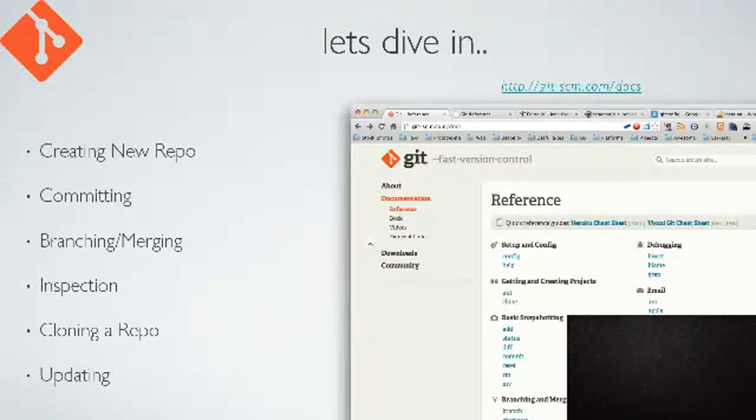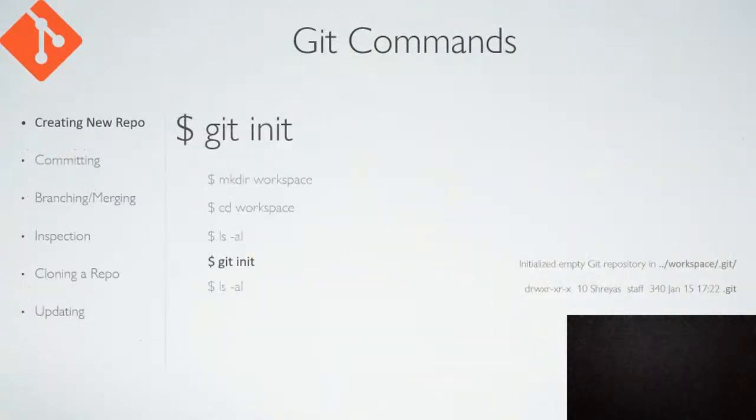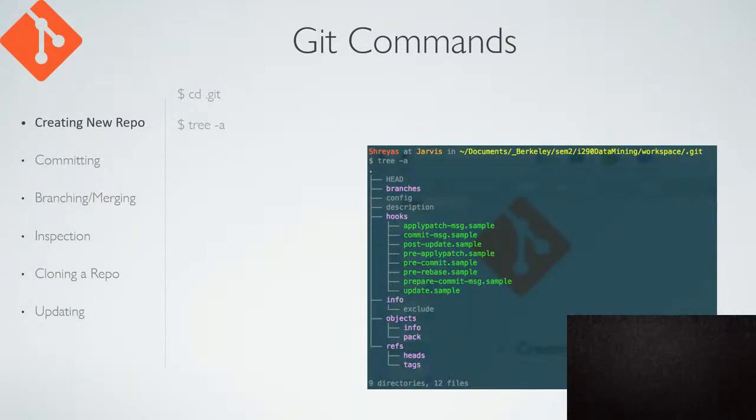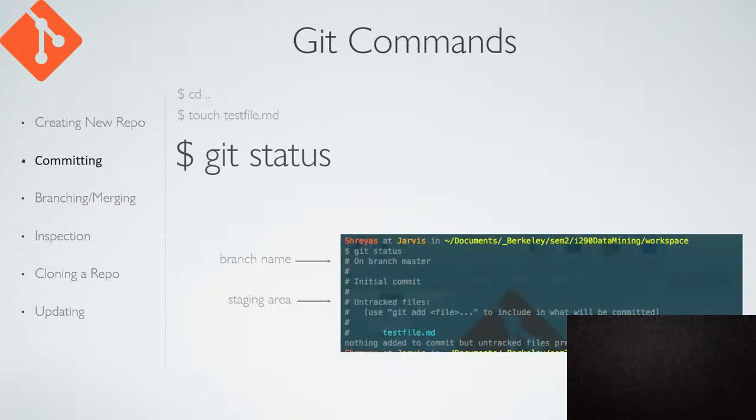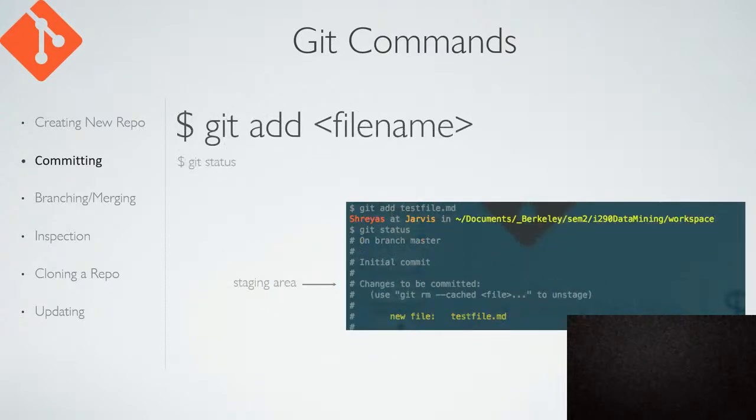Now let's move on to GitHub. But let's see some Git commands before moving to GitHub. You can use git init to initialize and create a new repository, and git status for committing, and you can see the branch name and the staging area on the slide. You can add a file to Git by writing git space add, and you have to enter your file name.